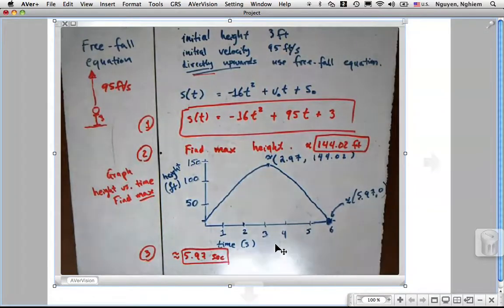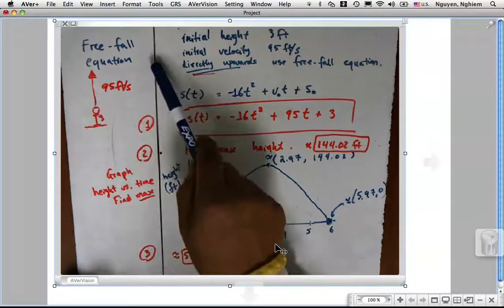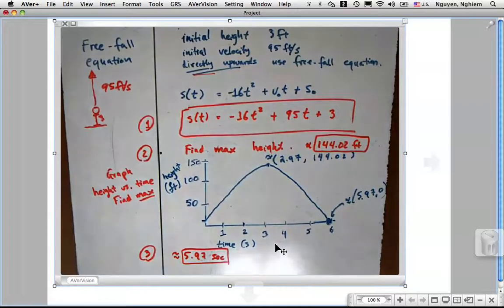Okay. In the next video, we're going to talk about, well, what happens if it's not launched directly in the air, if it falls off a cliff, or if it's launched at a slight angle. So in the next video we're going to deal with what happens if this tennis ball is launched at a slight angle, going this way instead of going straight up. But for right now, we are done.